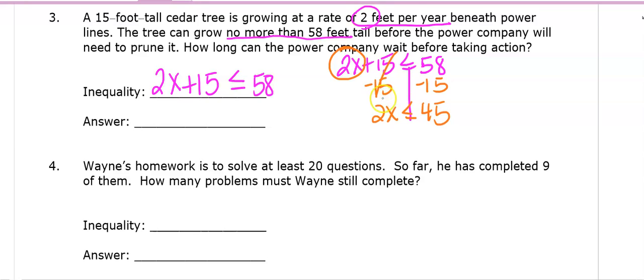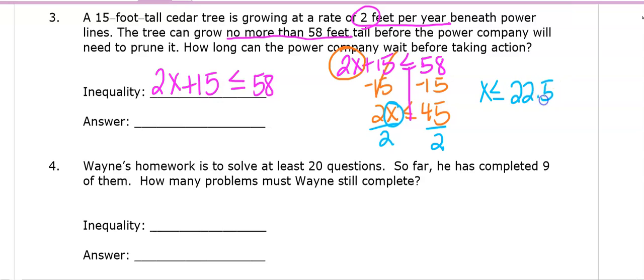Now, if I want to get that x by itself, what do I need to get rid of? I need to get rid of that 2. When a number and a letter are right next to each other, what are they doing? They're multiplying. How do I get rid of multiply? Divide. So x would be less than or equal to 22.5.